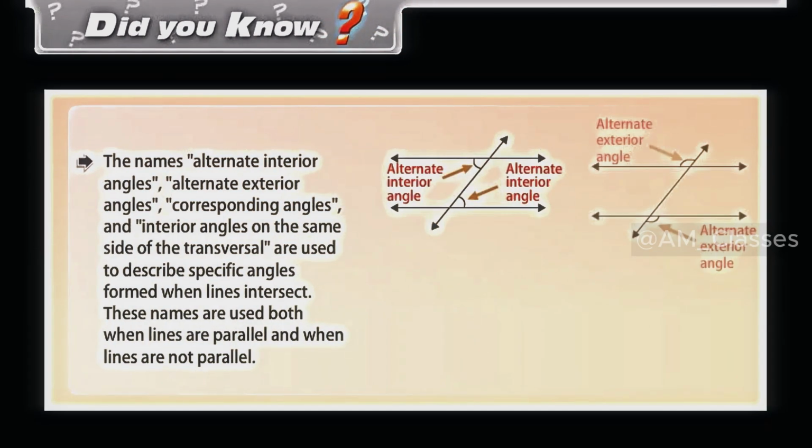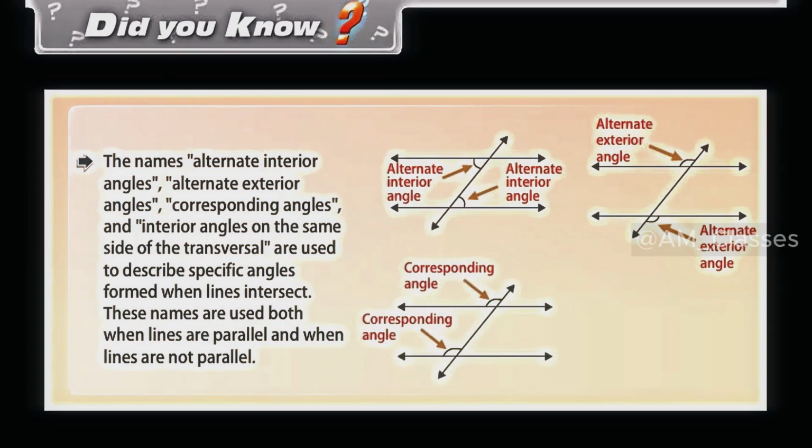Did you know? The names alternate interior angles, alternate exterior angles, corresponding angles, and interior angles on the same side of the transversal are used to describe specific angles formed when lines intersect. These names are used both when lines are parallel and when lines are not parallel.